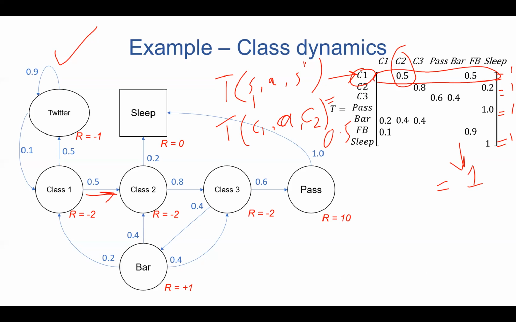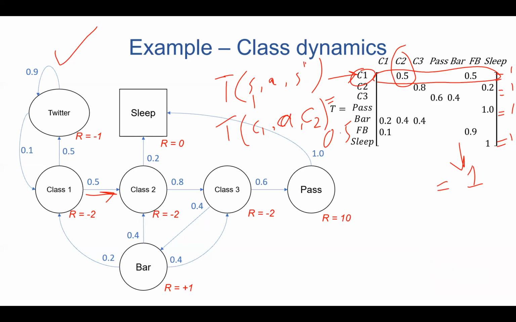So C1, C2, C3 are class 1, class 2, class 3, and then class, bar, Twitter, sleep. Actually, I either talk about Facebook or Twitter, Facebook or sleep. So all I'm doing is just mentioning these. C1, C2, C3 are the classes. The rows are the states that you can possibly be in. And the columns are the possible states that you can get into from your current state, from the state where you're at right now.